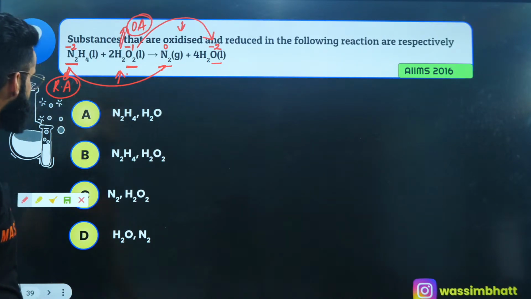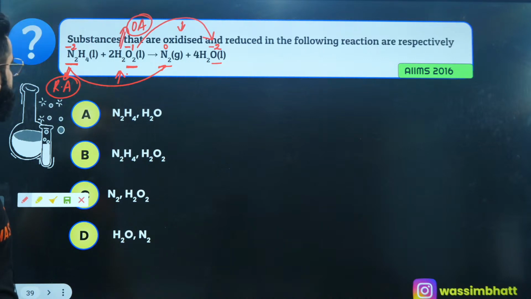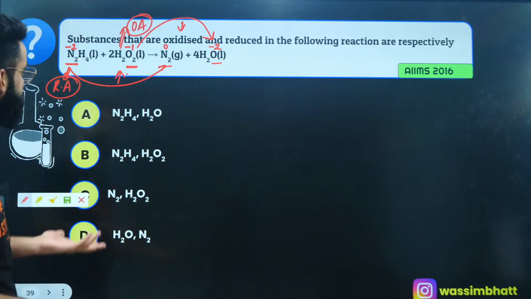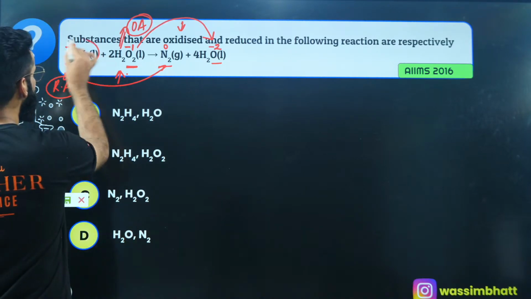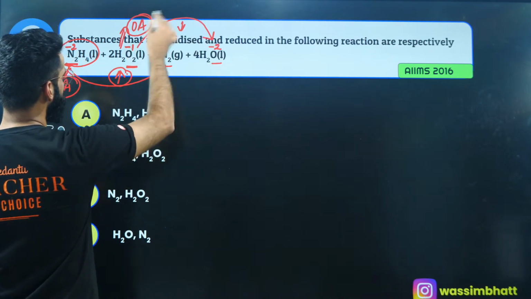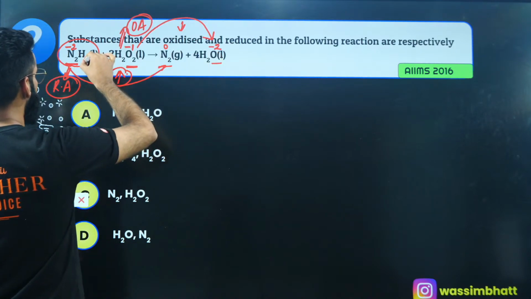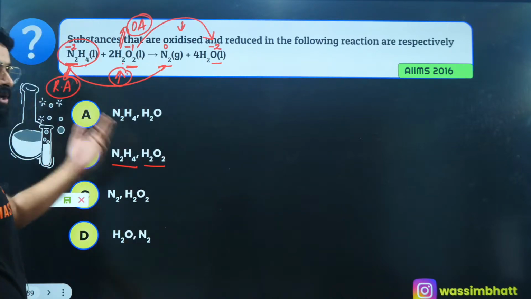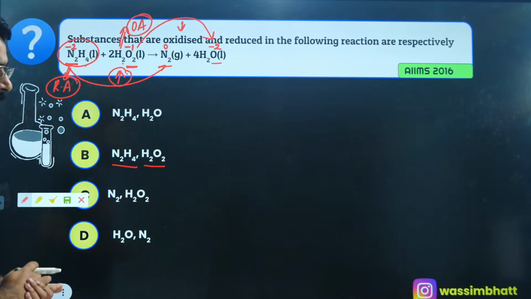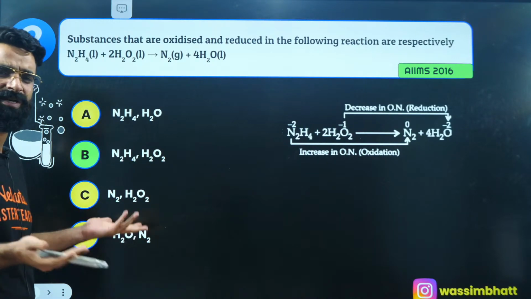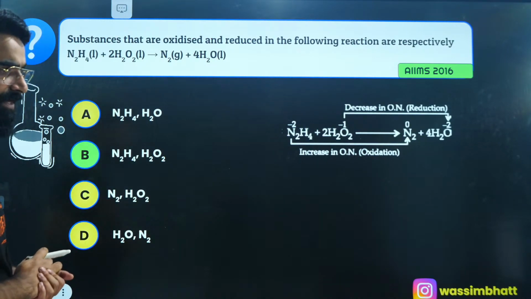Okay. Substances that are oxidized... I'm not supposed to see which one is the oxidizing agent and which one is the reducing agent. I'm supposed to see which one undergoes oxidation and which one undergoes reduction. So this N2H4, increase in oxidation state, undergoes oxidation, and H2O2 undergoes reduction, right? Or you can check the oxidizing and reducing agents as well. Yeah, as simple as that. Correct, people? So it's going to be absolutely option B, which is the correct answer of this question. Increase in oxidation state means oxidation, decrease in oxidation state means reduction.